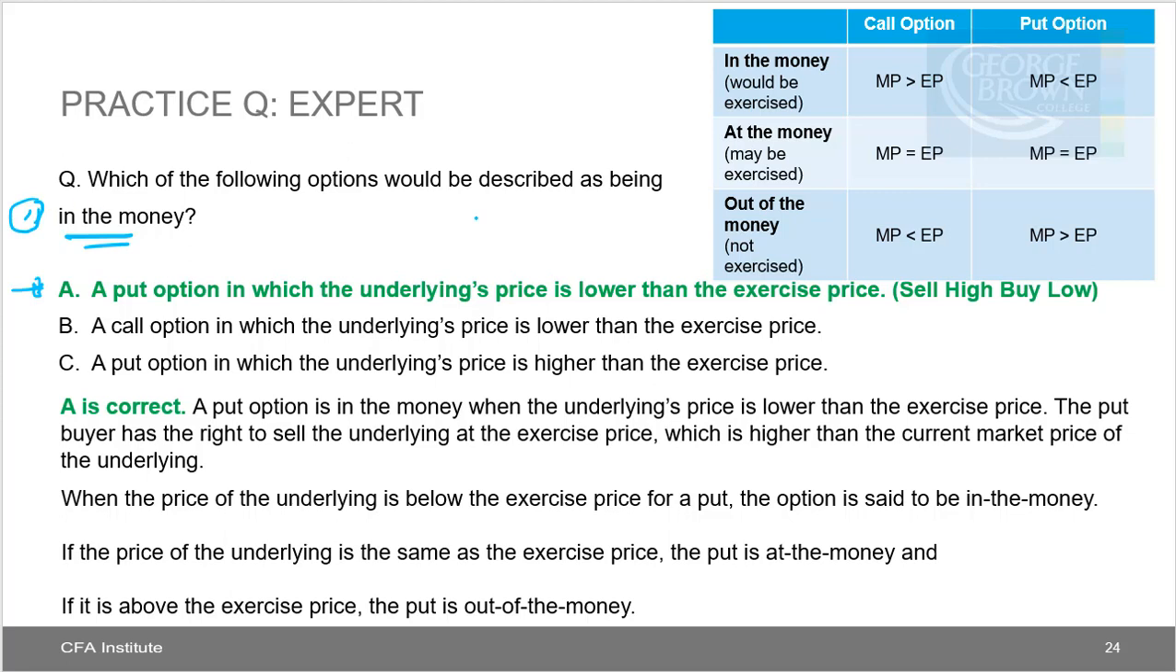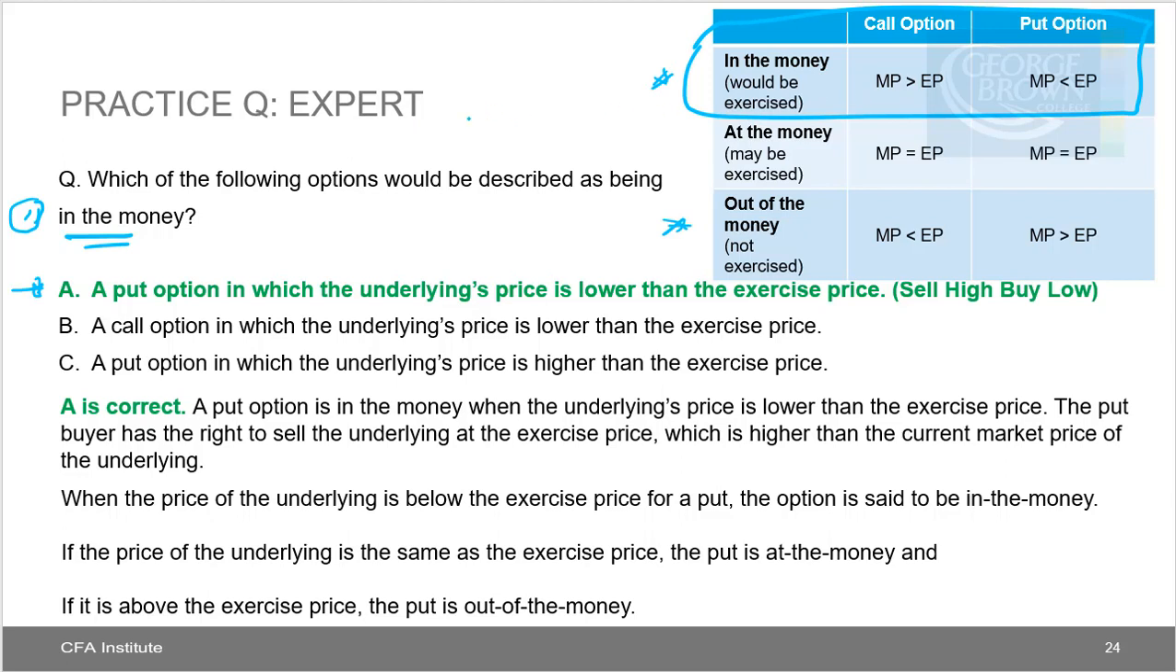The question is going to ask you either in the money or out of the money. So therefore, this question is being asked in the money. I'm looking only at this part of our grid. And remember, I'm always going to start with what is easiest for me to remember.